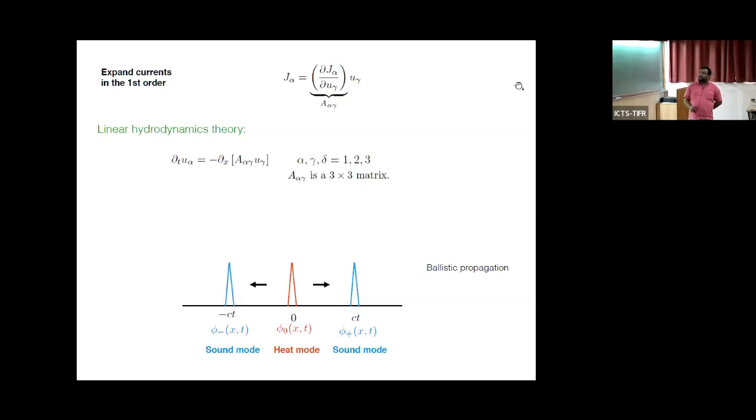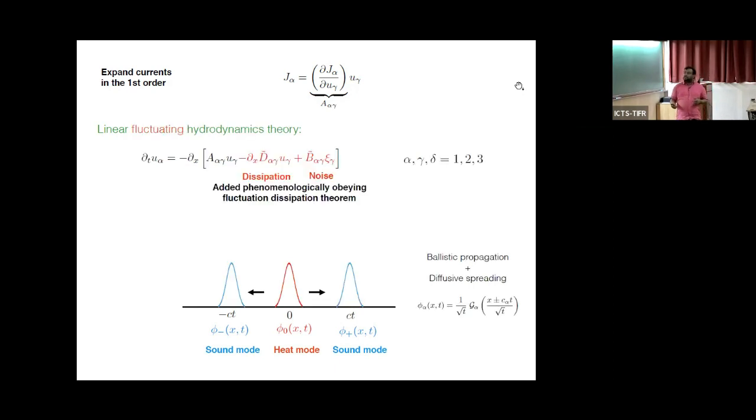If you expand the current to first order, you get linear hydrodynamics theory, you get a matrix, and that describes a ballistic propagation. If you consider an excitation initially, that actually splits into 3 modes: one heat mode which doesn't move, and 2 sound modes which move in opposite directions with equal speed. But if you add fluctuation and dissipation phenomenologically to this theory, obeying the fluctuation dissipation relation, then these modes get diffusive spreading. So in addition to the ballistic propagation, you get diffusive spreading, which is characterized by square root of t spreading.